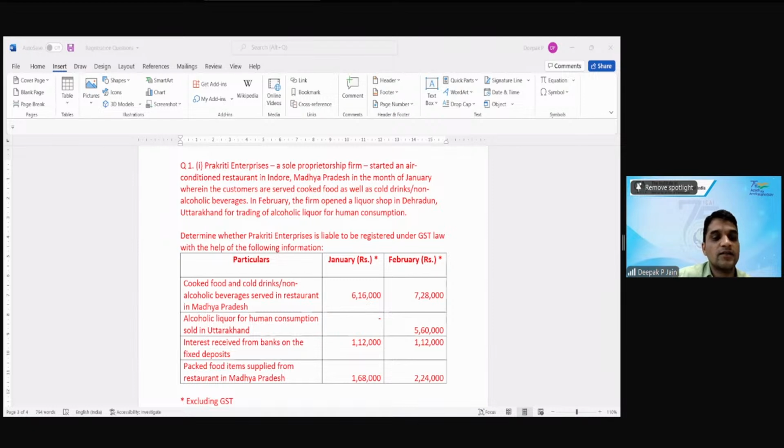Right. We'll just see the answer. I thought alcohol for human consumption, which is not leviable to tax, can be considered in aggregate turnover. Yes, it will be considered in aggregate turnover. You're right. But should they register in that state where you're doing only that? Because in one state you're doing only exempt supply. Required to get registration in MP, not in Uttarakhand. Correct. So let us see the answer here.